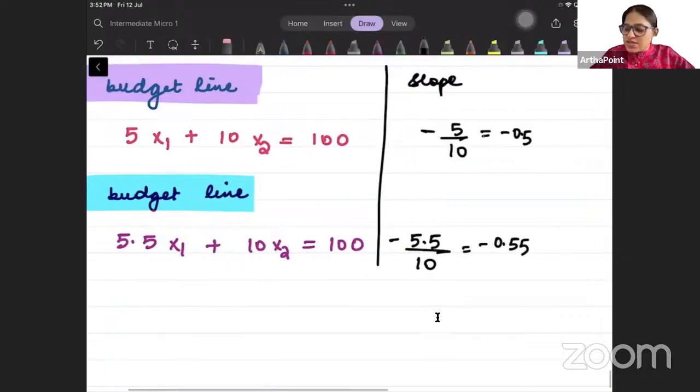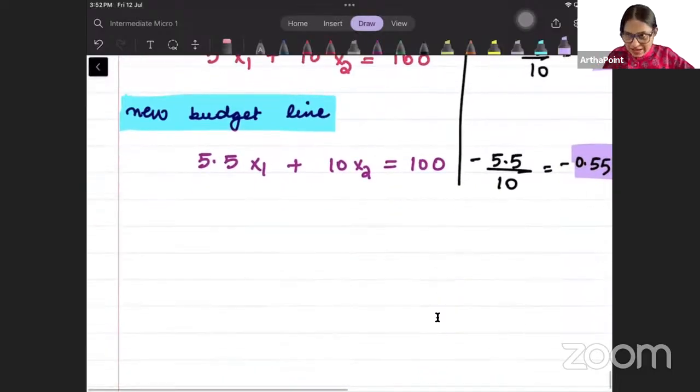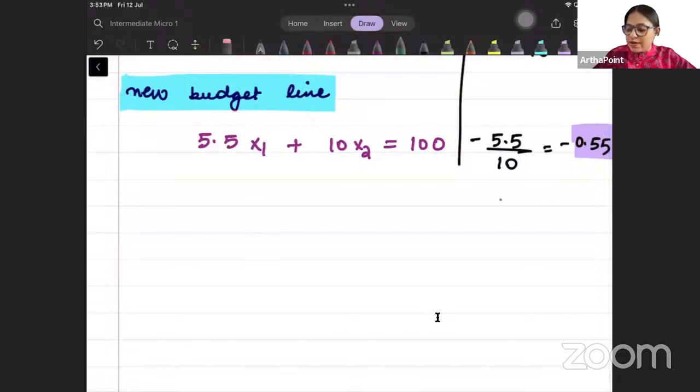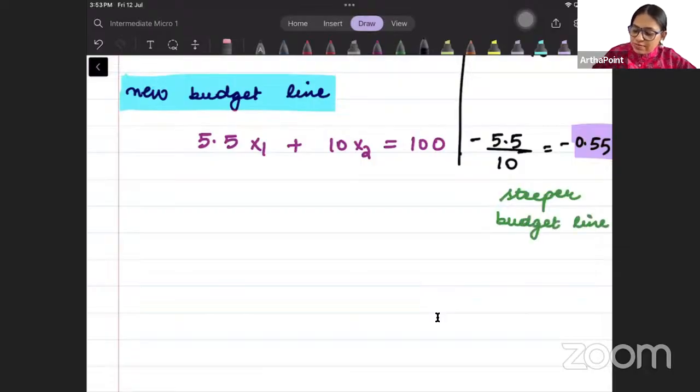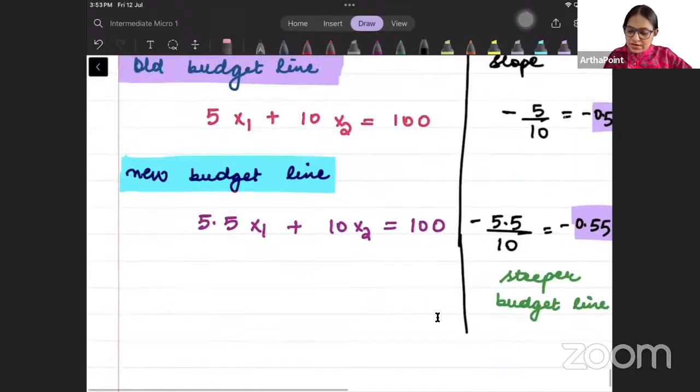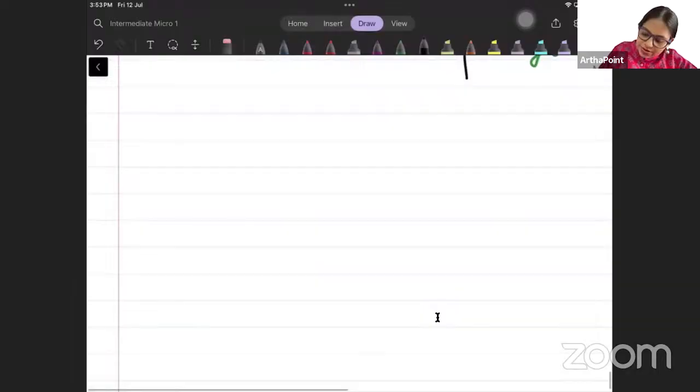So in the absolute sense, what has happened? 0.5, 0.55. Slope has increased. Budget line will become steeper. What will happen to the budget line, beta? Budget line will become steeper. Clear? Okay, kids. Now let us go ahead and plot this.